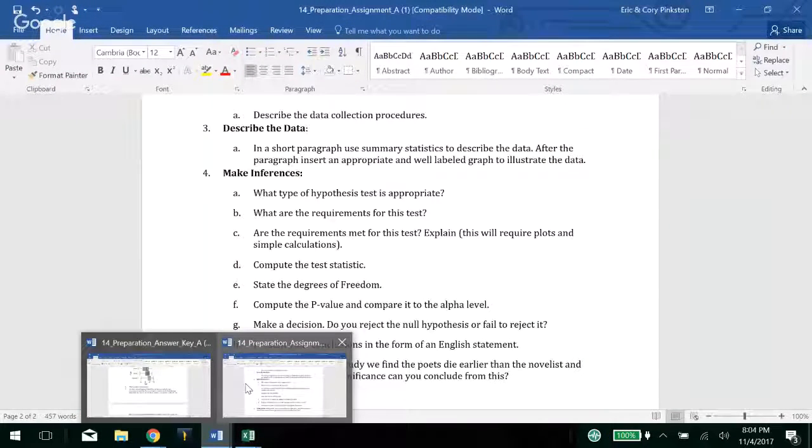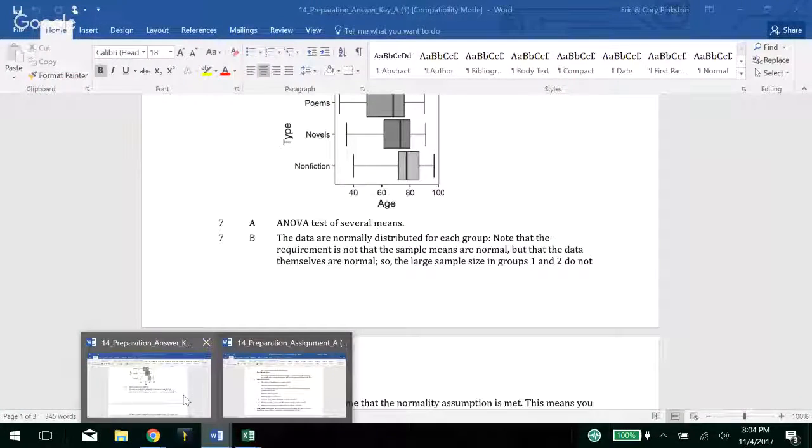Okay. So then B, what are the requirements for this test? We already talked about it, that the variance can't be 4 times greater than the least. Right, and the data are supposed to be normally distributed.